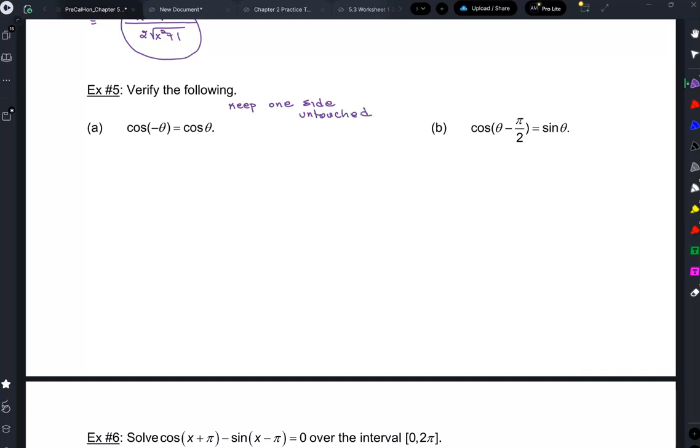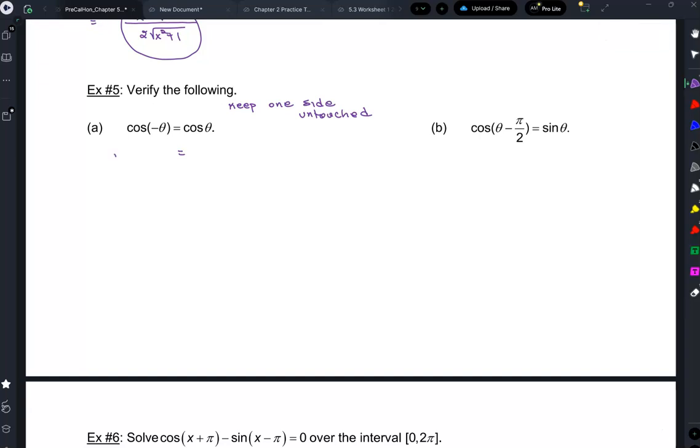This isn't a law set in stone, but it's a good practice to keep. So in this case, we're going to keep this side untouched and work with this side. How can I verify that cosine of negative theta is in fact cosine of theta? We illustrated it with this, but that is not a proof. That is an illustration. To do a mathematical proof, here's what we're going to do, to verify.